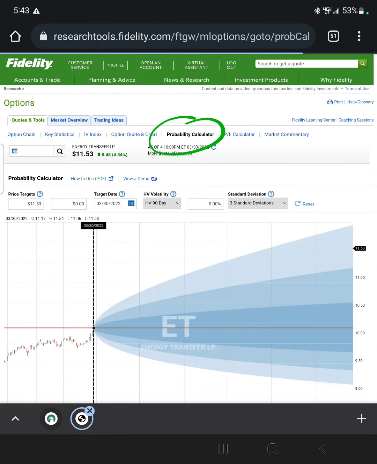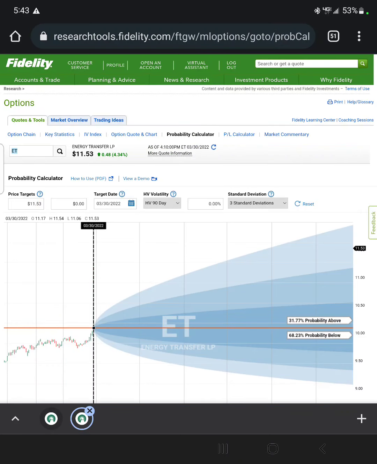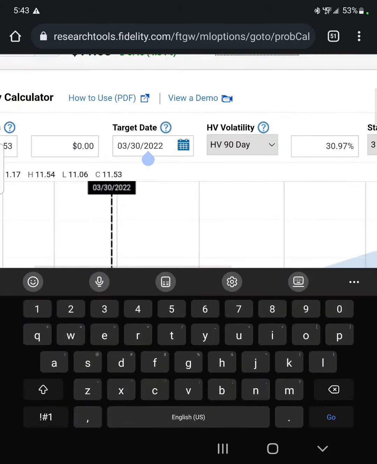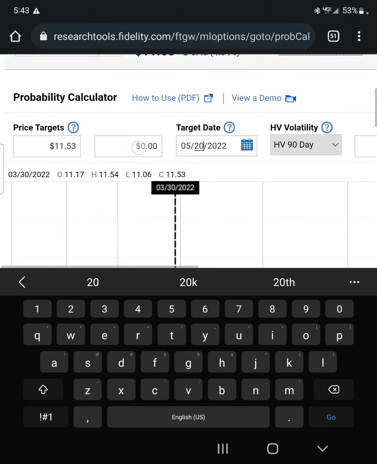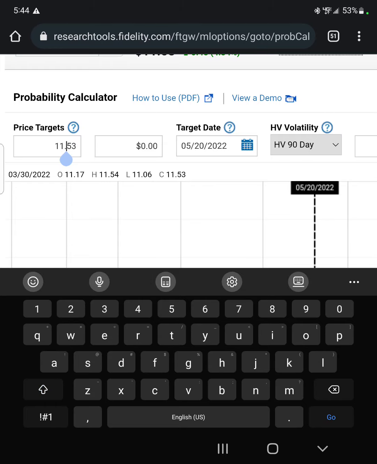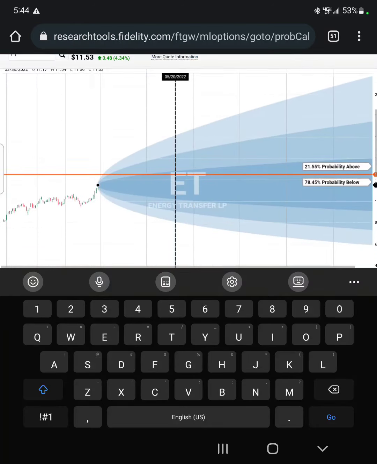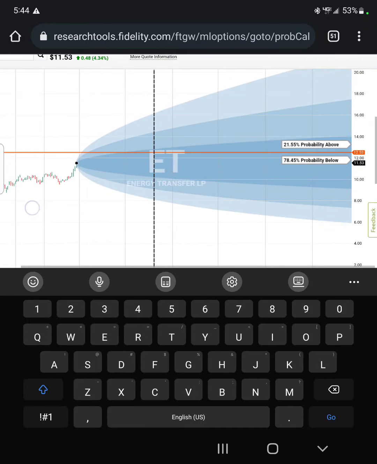which is right here, and let's do a little calculus, which we don't have to do by hand because it's all built in, to see if in May, right, so we say 5/20, right, target price, is it gonna be over $12? Let's find out. What's the probability of that? Oh, not so good.